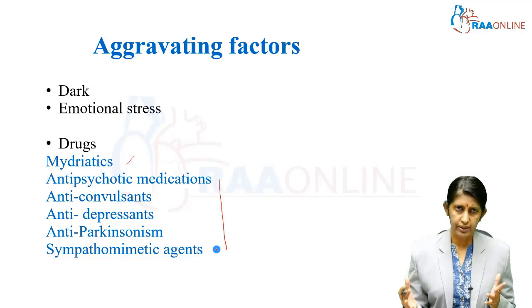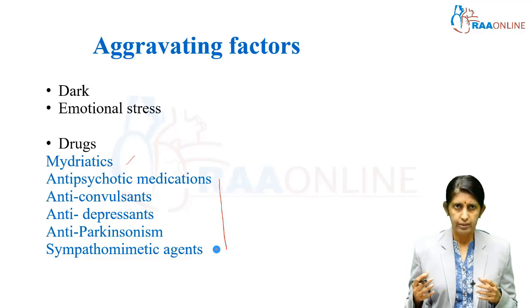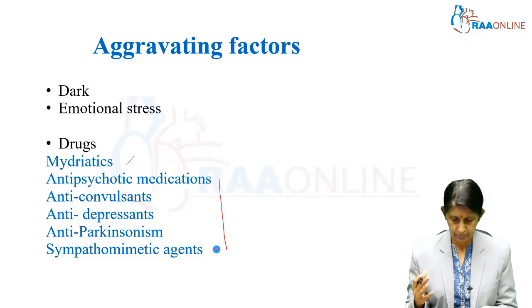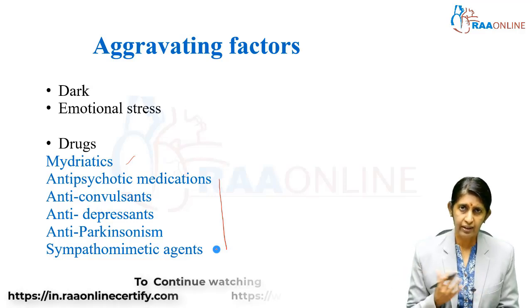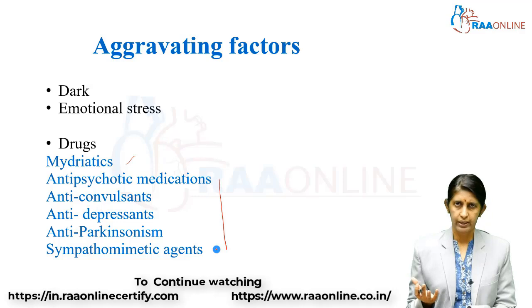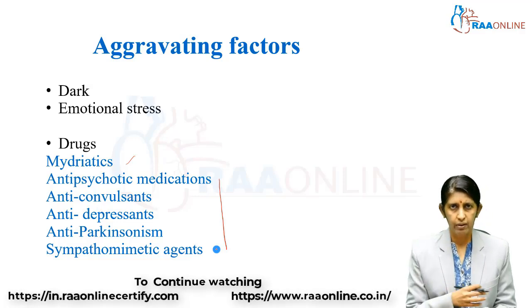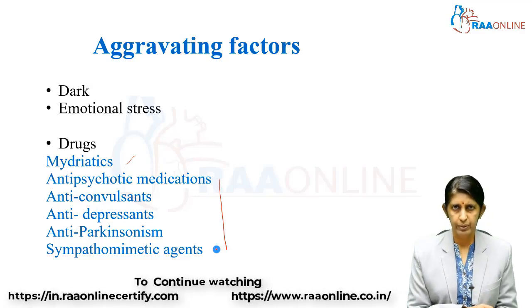And emotional stress, because of the sympathetic action, can cause a mydriatic pupil. All of us know that when we are in shock, the pupil will dilate. So even with anxiety, the pupil is known to dilate. So all these things can aggravate. It cannot result in angle closure by itself, but it can aggravate an already narrow angle to become glaucomatous.